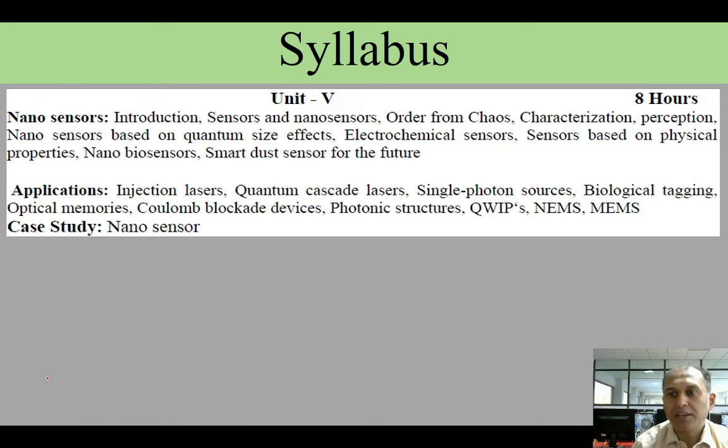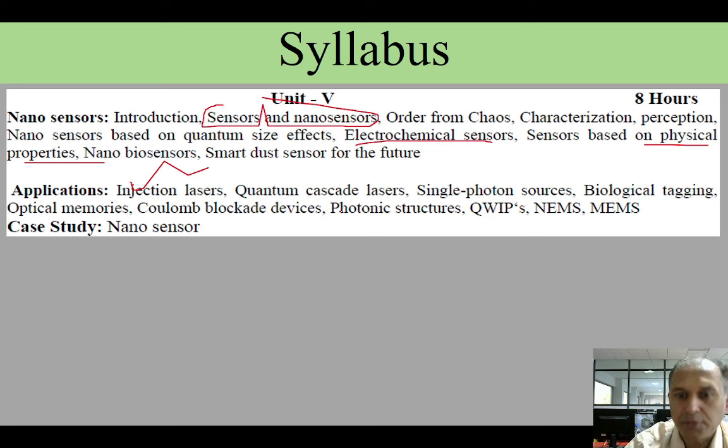In Unit 5, we are dealing with specific applications. For example, the sensors, the nanosensors, we are looking at electrochemical sensors and also some sensors that are based upon the physical properties. Injection lasers or quantum cascade lasers also have to be thought of, and we are looking at the photonic structures. Now, this photonic structure deals with how we are using the particular nanostructure for converting the electrical energy into light energy.